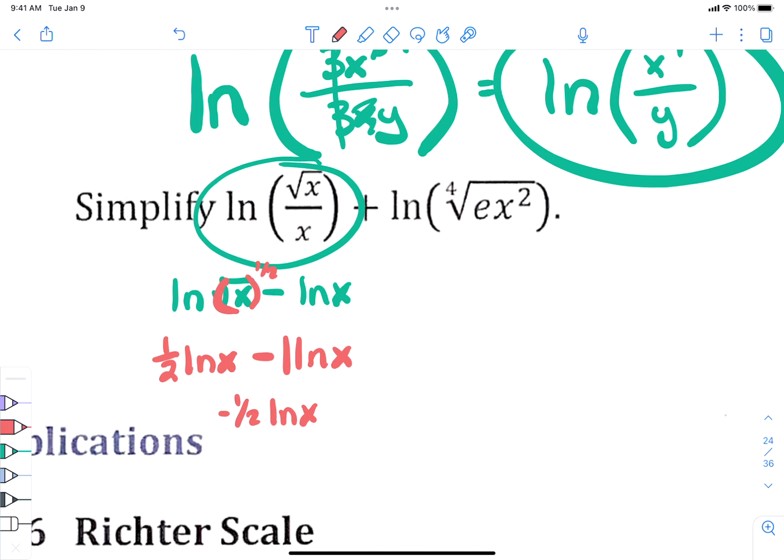Because what number is in front of ln x? There's one of them, right? There's one ln x, so I just put that in there so you can see 1/2 minus 1 is negative 1/2. Okay, so that's that first piece. We've simplified it down. Okay, we're going to do the other piece.